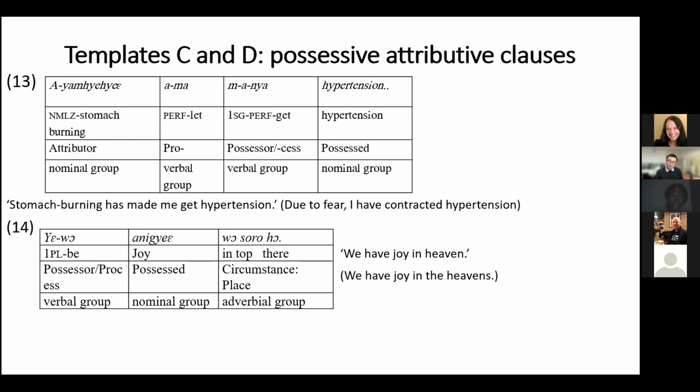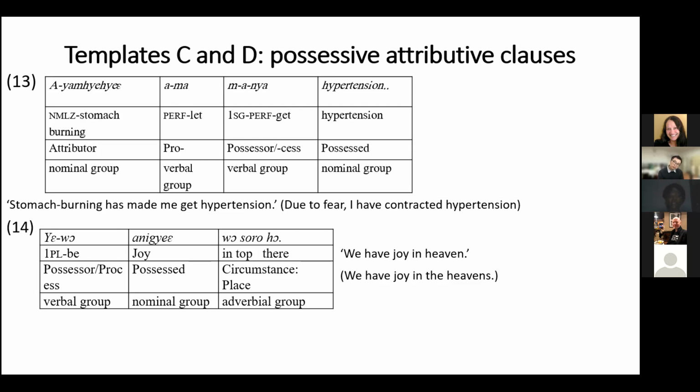So ayemhihie amamenya hypertension. So here the fear expression realizes attributa. Ayemhihie, it's a nominalization, stomach burning, and it realizes attributa. And then because there are more than one participant, the process is realized as a serial verb construction. So we have ama and menya together as the verbal elements realizing process. And then 14 is a joy expression. Yewo enijie wasroho. So yewo is the possessor, and then enijie, which is a nominalization of joy, is possessed, and then wasroho is circumstance.